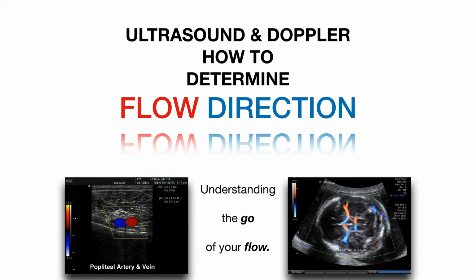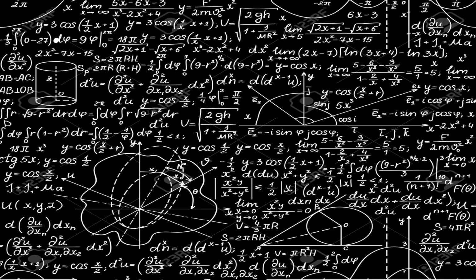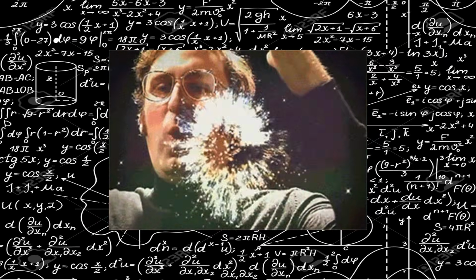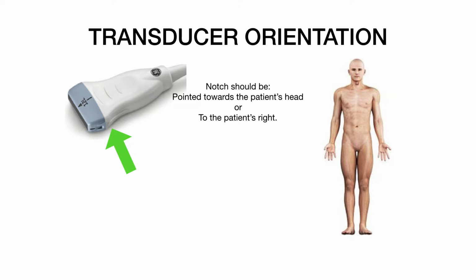We're going to explore some ways to determine flow direction when using Doppler. This is something that a lot of people struggle with, like students or even seasoned sonographers who are trying to learn something new. It's like ultrasound physics or hemodynamics that are just so confusing at first, but I promise that it will eventually click. We're going to start with some of the very basics.